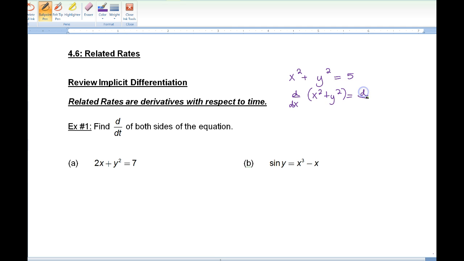So stupid. So you need to take d dx of both sides.